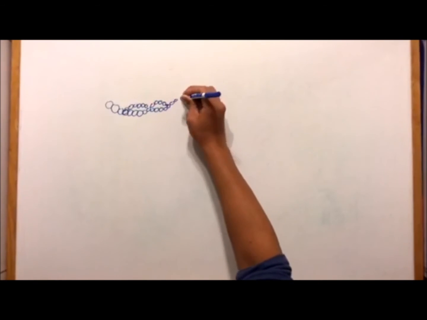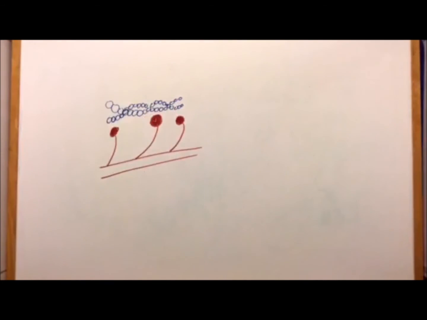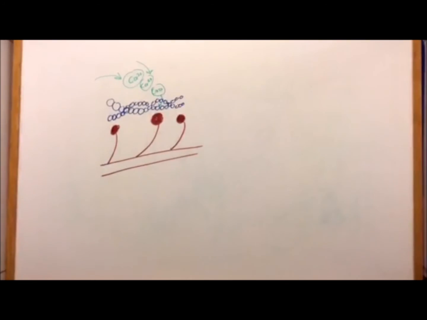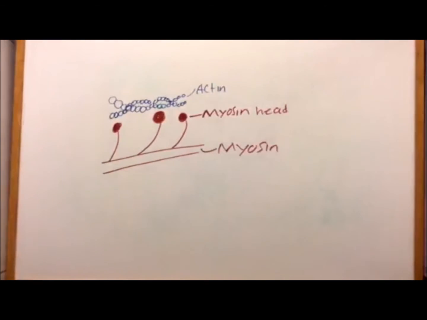Calcium ions released by the sarcoplasmic reticulum bind to troponin, changing its shape, which exposes sites on the actin for the myosin heads from the myosin strand to form a cross bridge. The myosin heads are bound to the actin strand using energy from an ATP molecule.